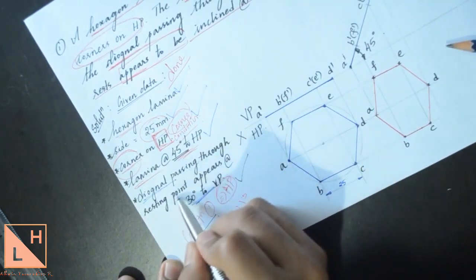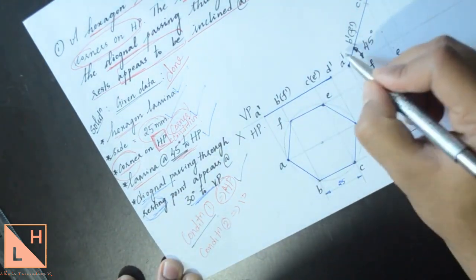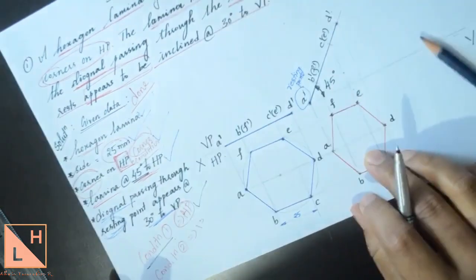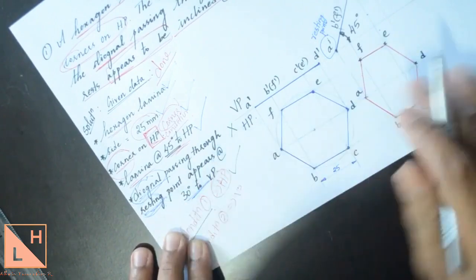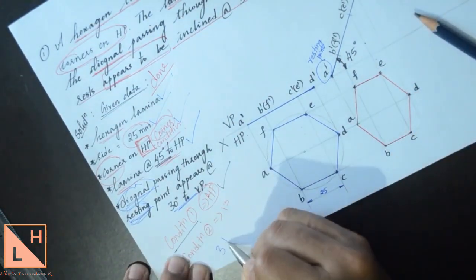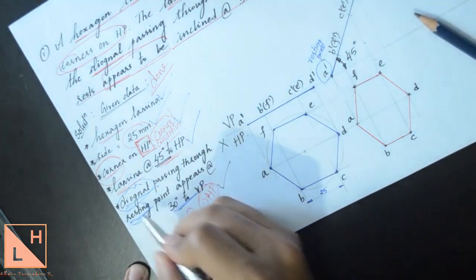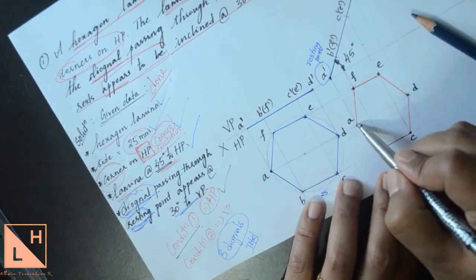The diagonal. Which diagonal? The diagonal passing through the resting point. To identify the resting point, have a look at the second position and see which point rests on the xy line. Here it is A dash, so it will be considered as the resting point. Now if you look at the hexagon, we'll be able to draw three diagonals, AD, BE and CF, but you select the diagonal which passes through the resting point, which is AD.